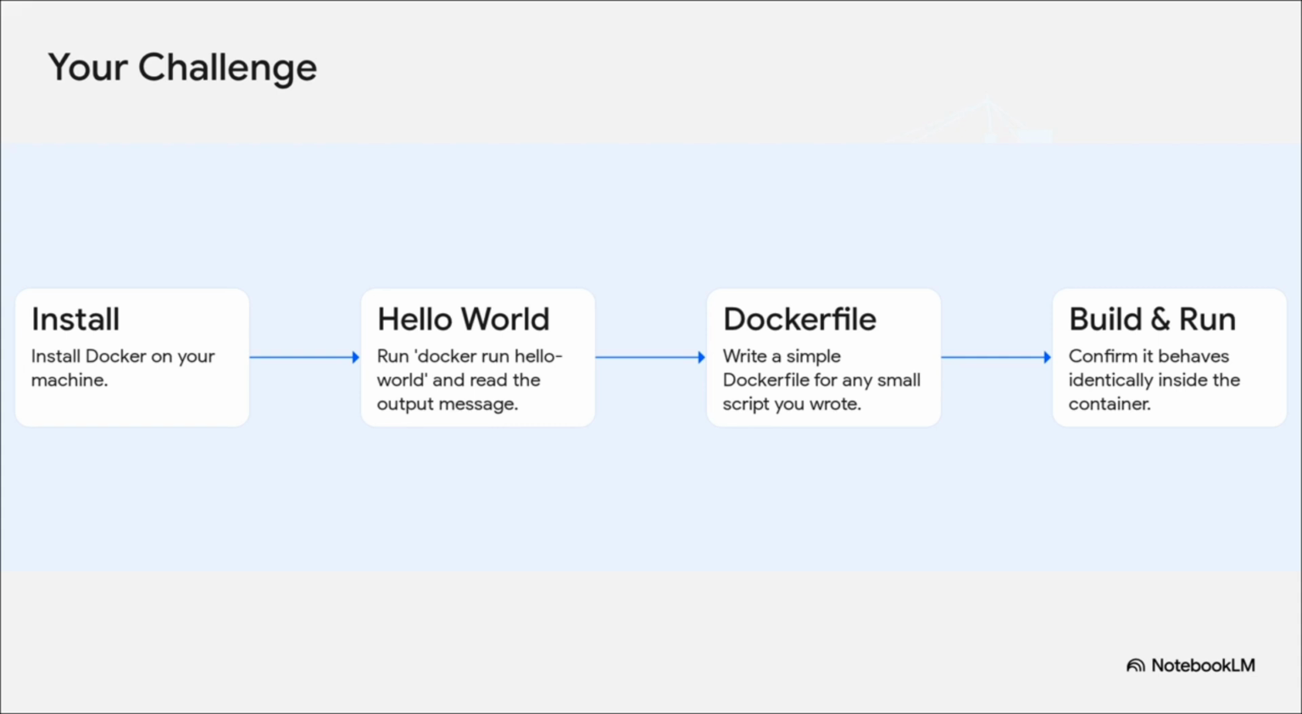Step 3. Pick a small script you've written in the past and write a simple Dockerfile for it, just like the recipe we just reviewed. And Step 4. Run the build and run commands. Confirm your app behaves identically inside the container as it does natively. I highly challenge you to pause this explainer and go do this right now. Once you knock out these steps, you have officially conquered environment inconsistency.